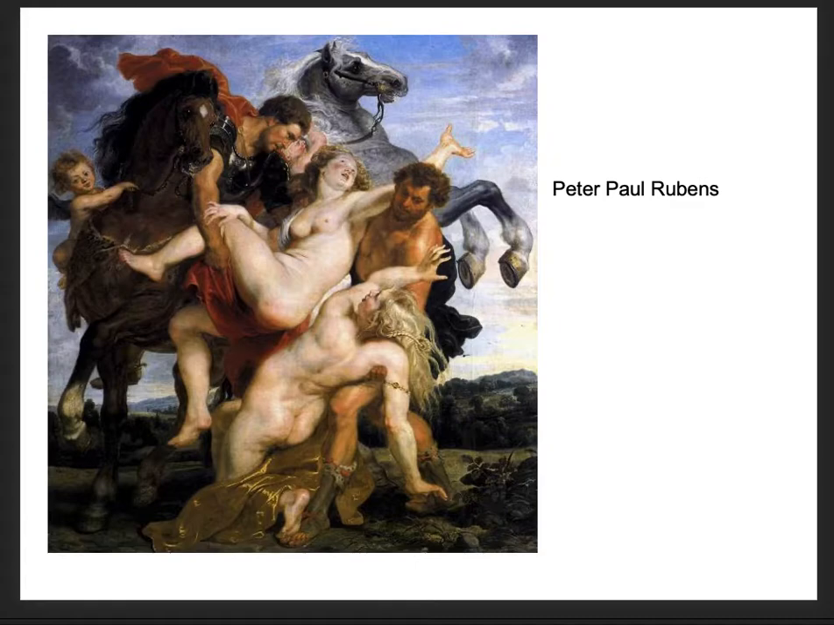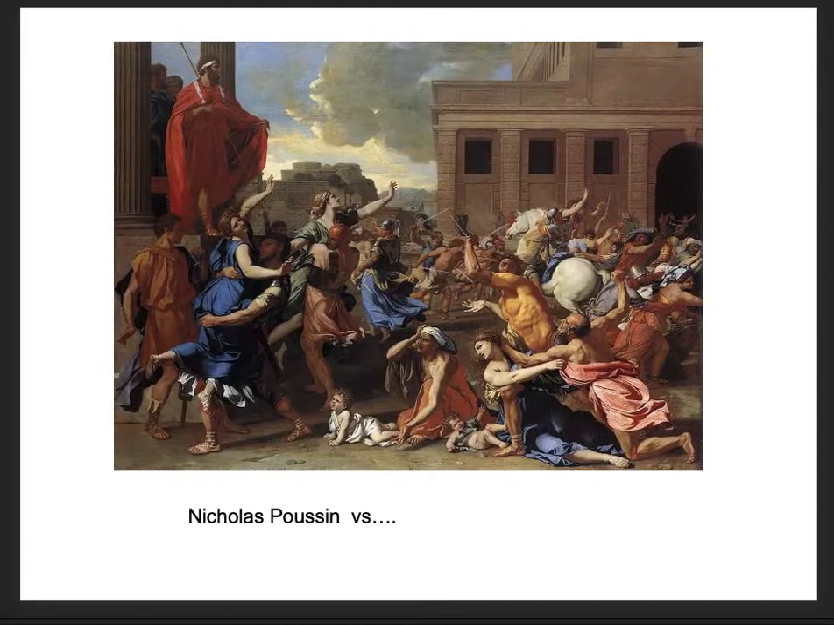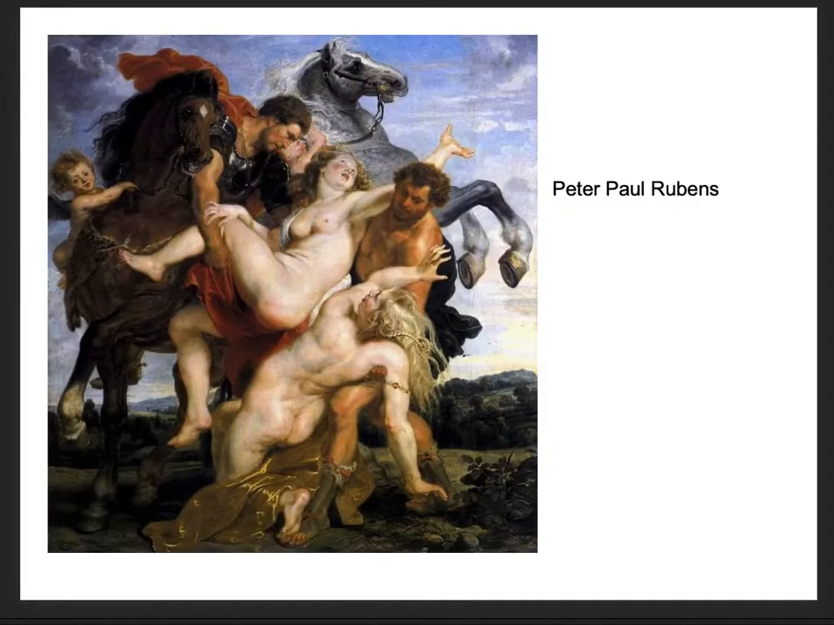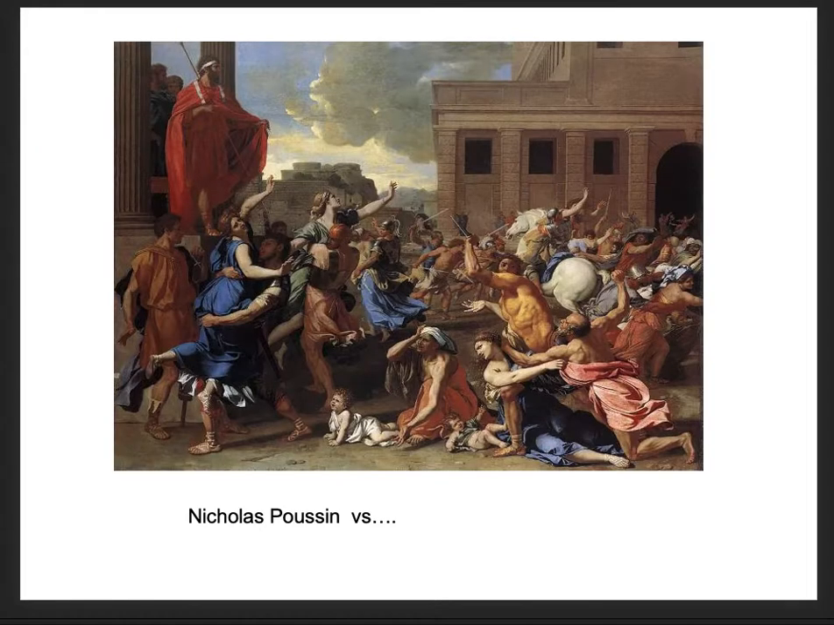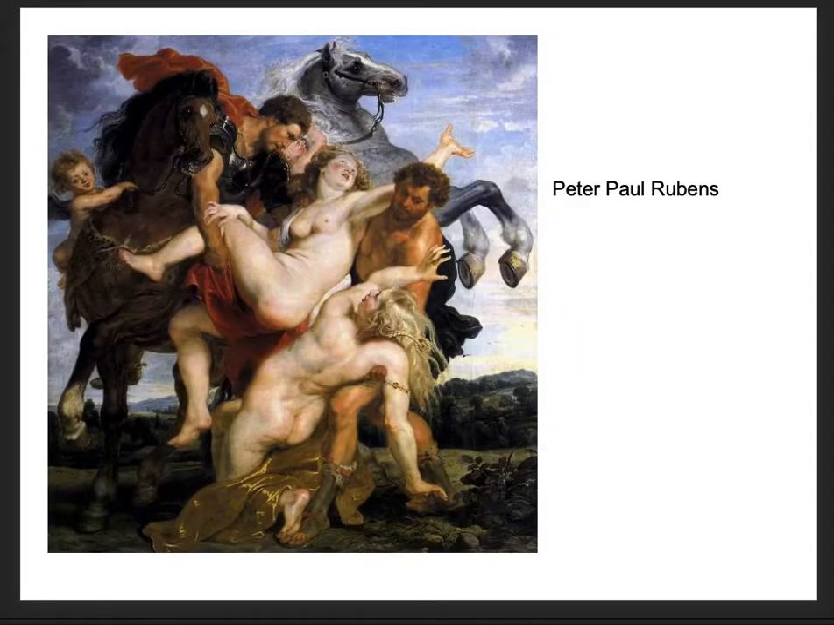Understanding that Poussin is working in the 17th century and Rubens is working during the Baroque era, 100, 200 years before, seeing those flailing body types and the chaos that's ensued will give you insight into the connection that Poussin clearly had, looking at Peter Paul Rubens.